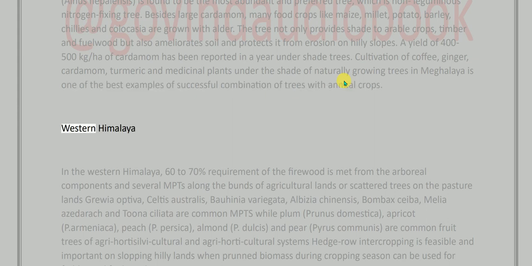Western Himalaya. In the Western Himalaya, 60 to 70% requirement of the firewood is met from the arboreal components and several MPTs along the bunds of agricultural lands or scattered trees on the pasture lands. Grewia optiva, Celtis australis, Bauhinia variegata, Albizia chinensis, Bombax ceiba, Melia azedarach and Toona ciliata are common MPTs, while plum, Prunus domestica, apricot, P. armeniaca, peach, P. persica, almond, P. dulcis, and pear, Pyrus communis, are common fruit trees of agri-horticultural systems. Hedgerow intercropping is feasible and important on sloping hilly lands when plant biomass during cropping season can be used for fodder and fuel wood.